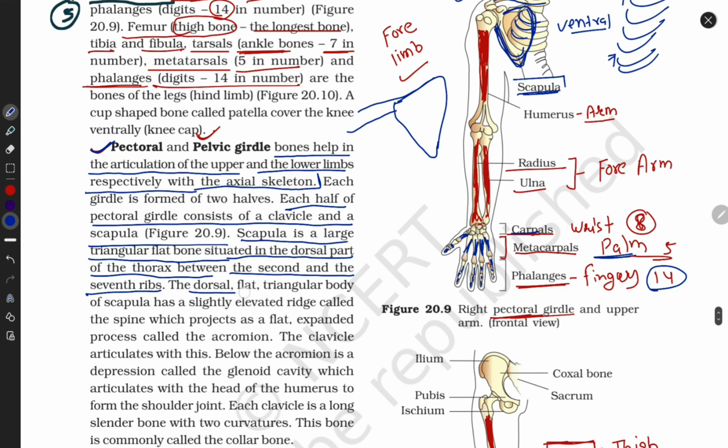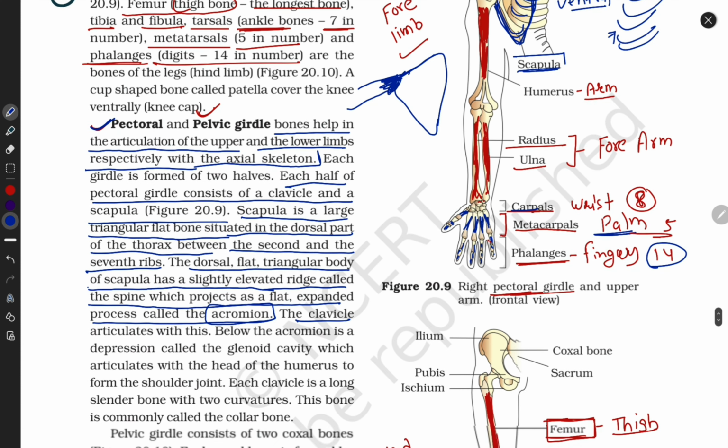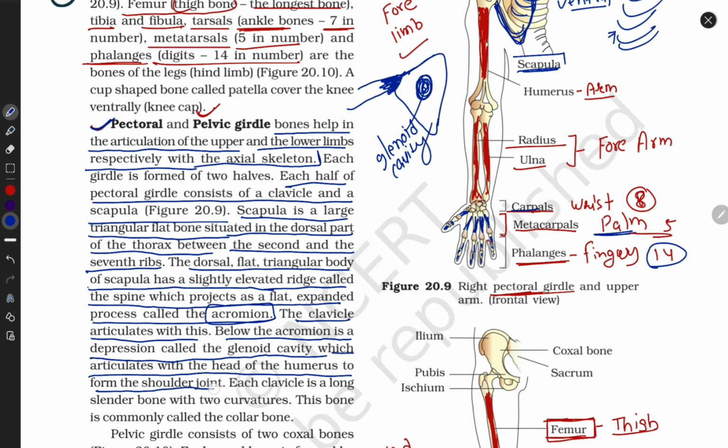Clear, guys? The dorsal flat triangular body of the scapula has a slightly elevated ridge called the spine, which projects as a flat expanded process called the acromion. This is the acromion, this is the outgrowth. The clavicle articulates with this. Below the acromion is a depression called the glenoid cavity. This cavity, the glenoid cavity, articulates with the head of the humerus to form the shoulder joint.